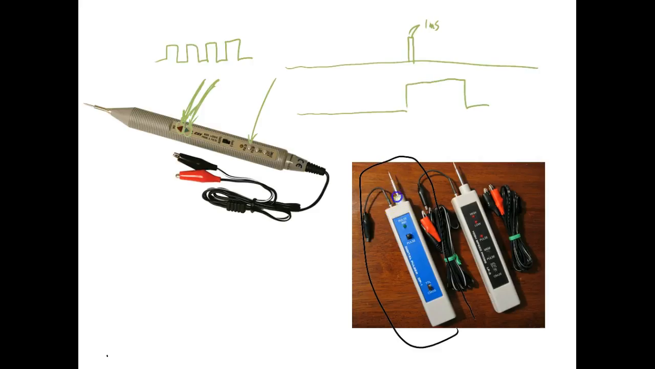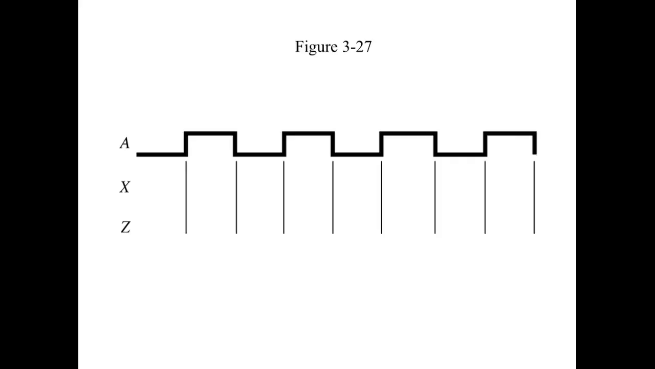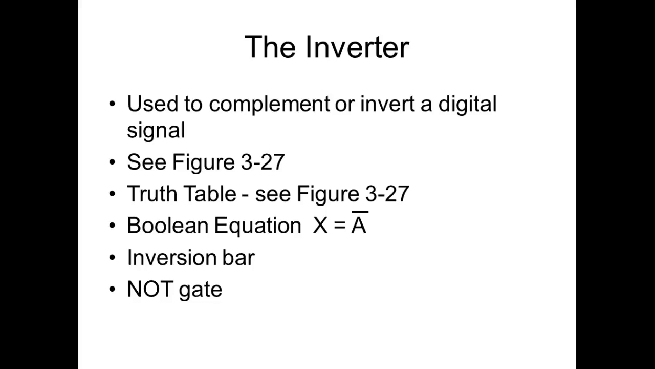A pulsar probe generates a pulse that will normally override a high or a low. So with a pulsar probe, what we can do is force ones and zeros into a circuit. And I'll show y'all that later. So let's look at the inverter. So this is new.